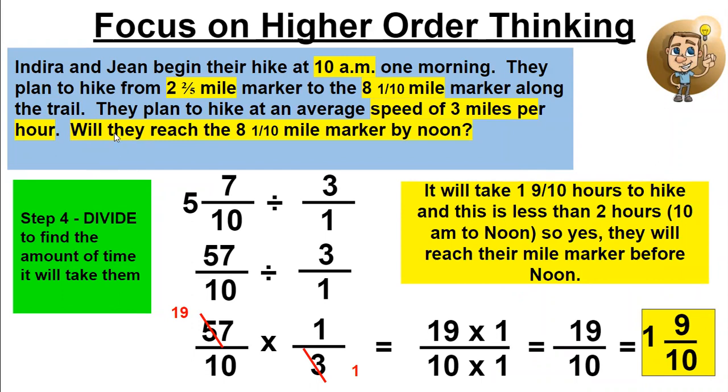What is the question? Will they reach the 8 and 1/10 mile marker by noon? Well, 10 a.m. to noon is how many hours? 2 hours, right? 10 a.m. to noon is 2 hours. So it will take 1 and 9 tenths of an hour to hike, and this is less than 2 hours. So yes, they will reach their mile marker before noon.